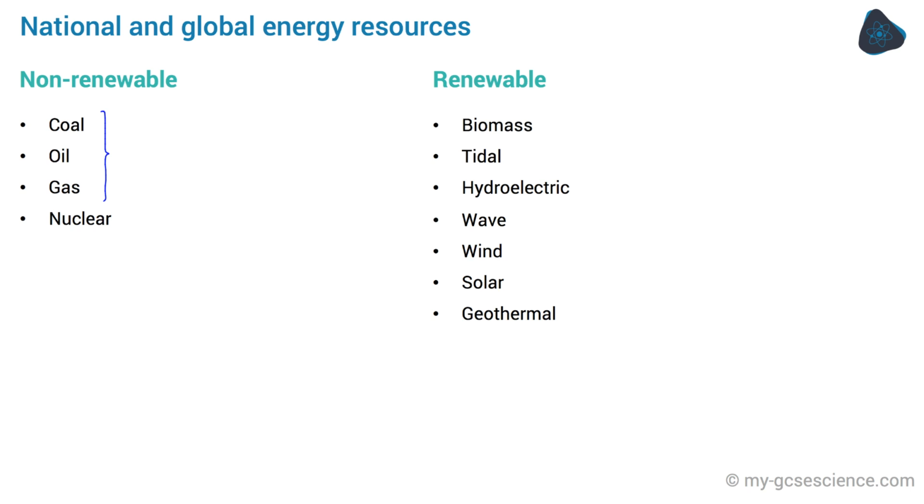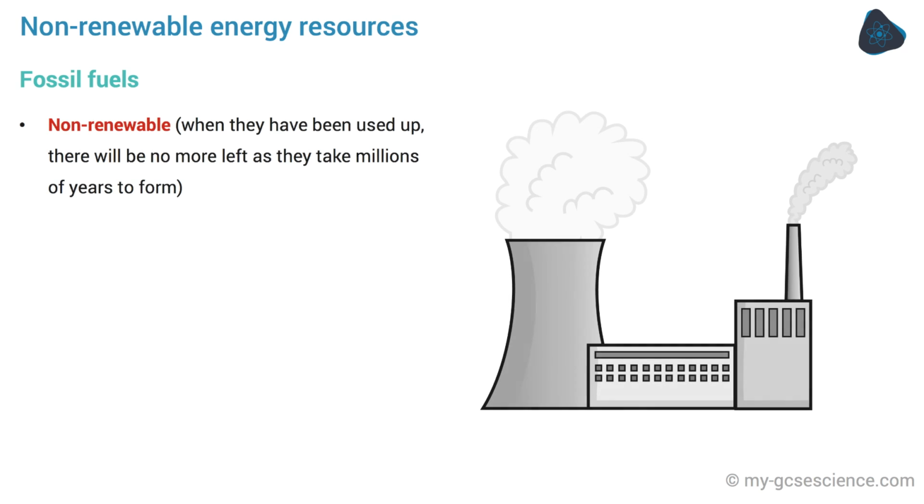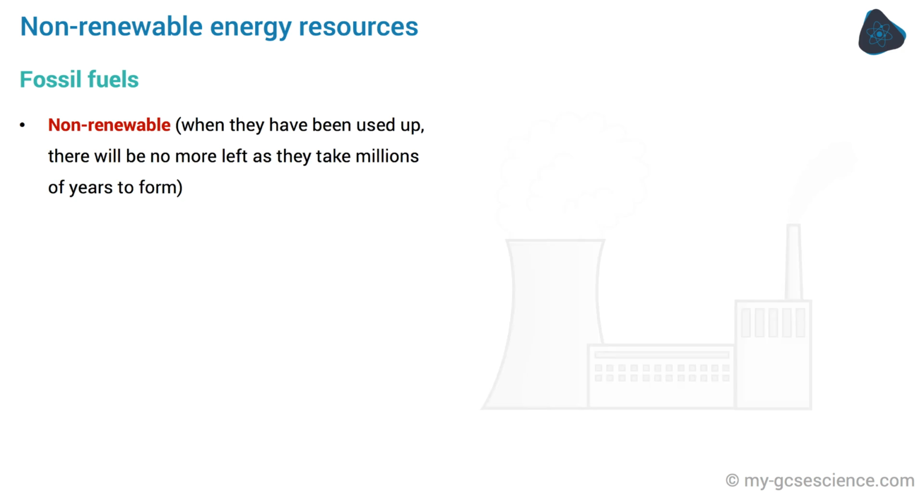Coal, oil and gas are all fossil fuels. They're formed from the remains of plants and animals which died millions of years ago. Fossil fuels are non-renewable, which means that there's only so much coal, oil and gas available on the planet. When it's all been used up, there'll be no more left. Well, unless you're willing to wait around for a few million years for more to form.